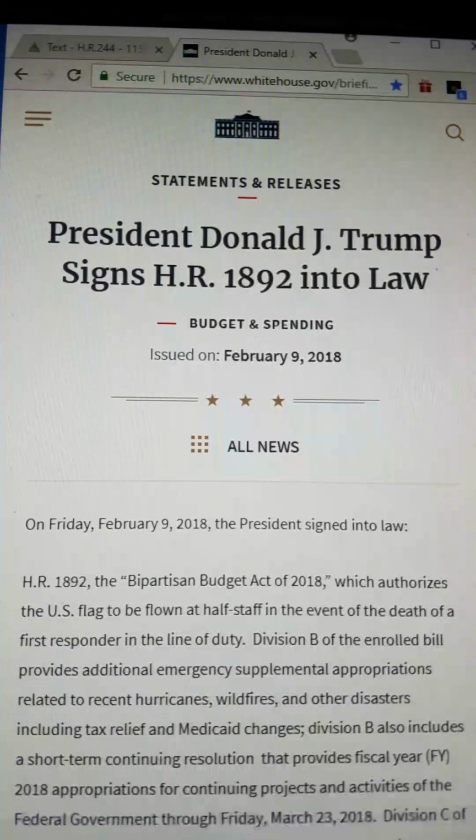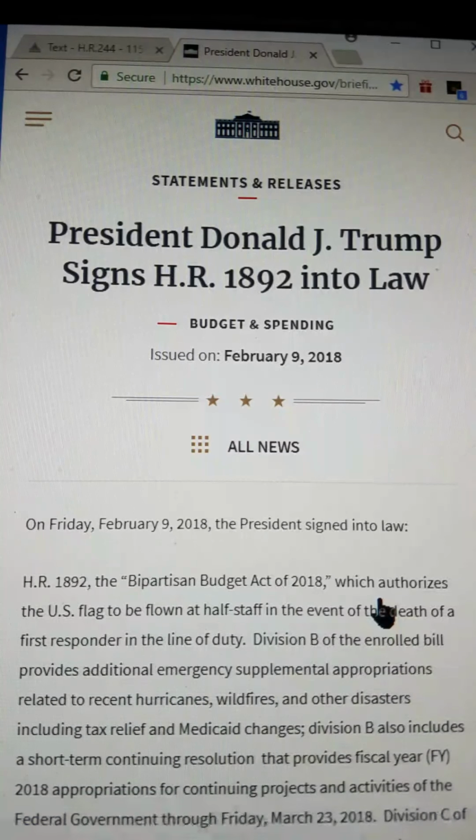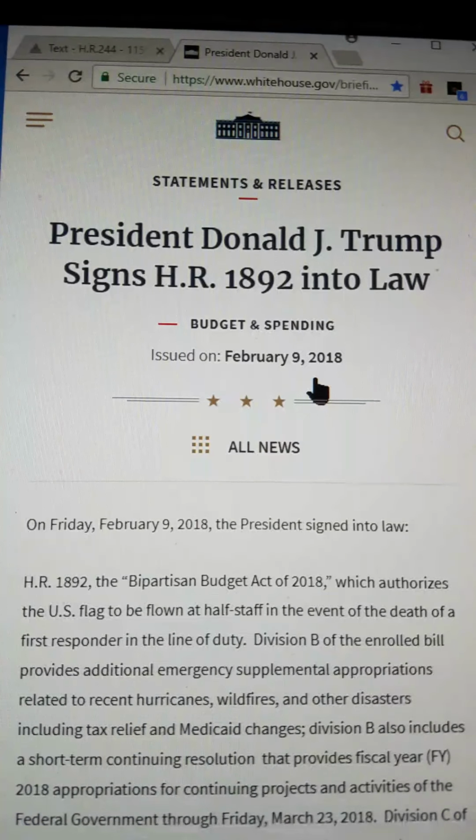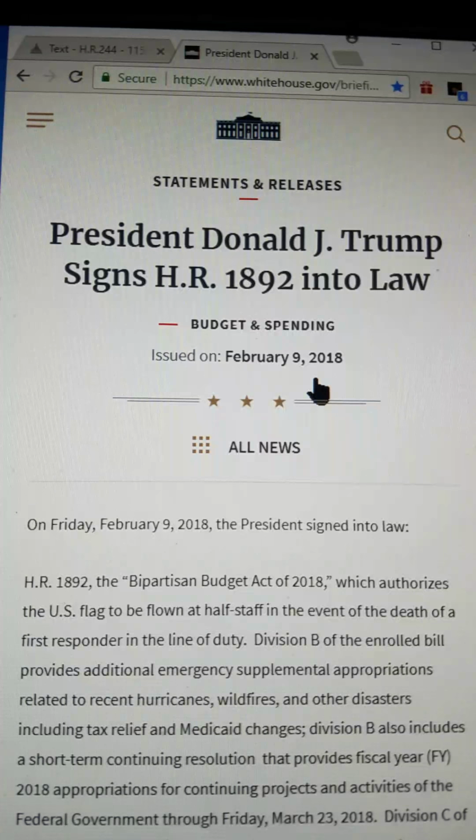to discuss with you the budget. This budget was passed by Donald Trump on May the 5th, 2017. That was the original date that the original budget, H.R. 244, Consolidated Appropriations Act of 2017, became the law. On February the 9th, Donald Trump just signed anything, H.R.